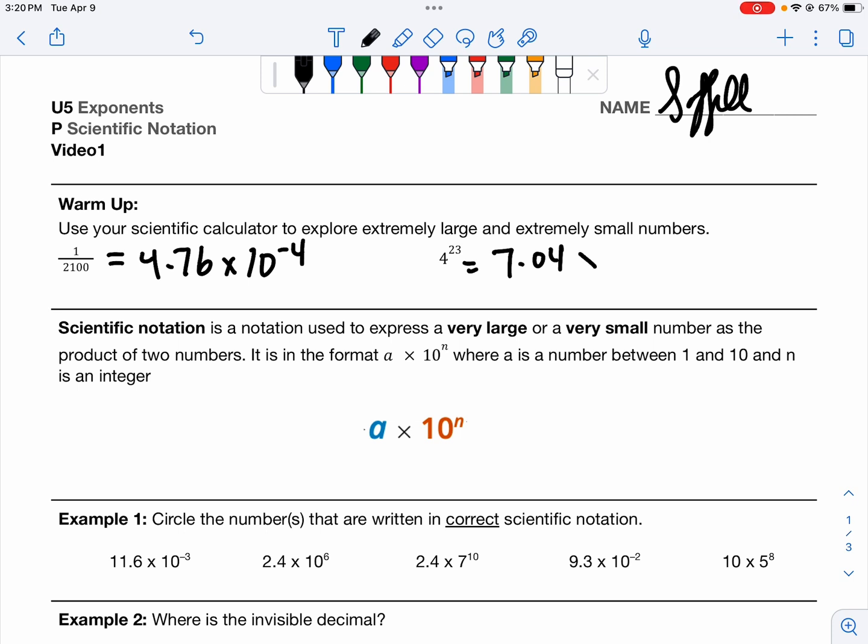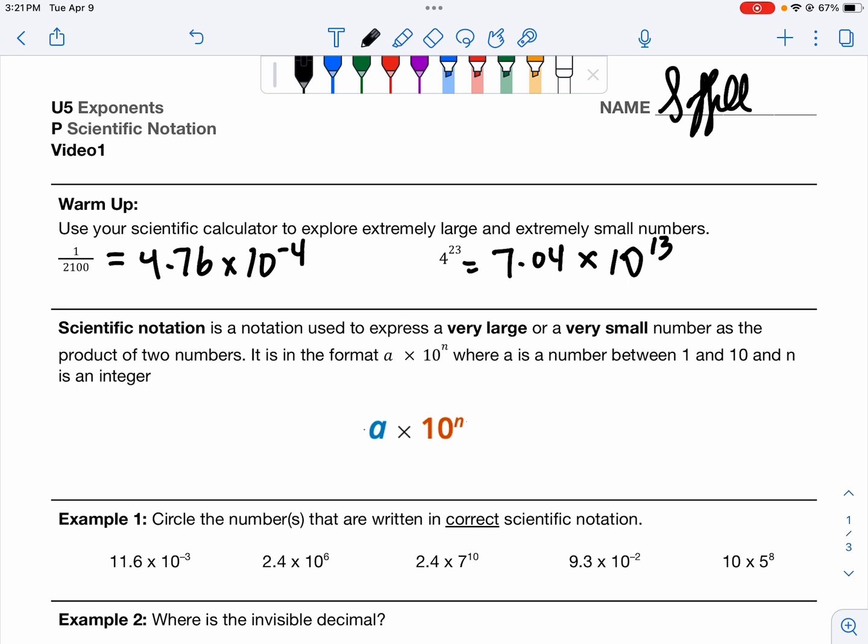7.04 times 10 to the 13th power. So what we have there is 7.04 times 10, 13 times. And that is a very large number. But the way it's written here, we can deal with it. We can add it, subtract it, multiply and divide. This is how scientists like to deal with really large numbers and really small numbers.